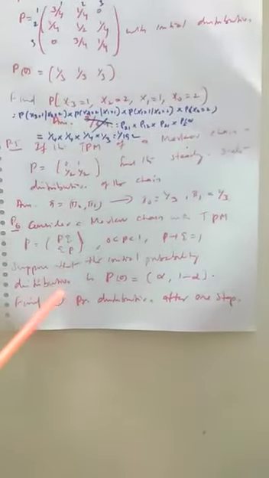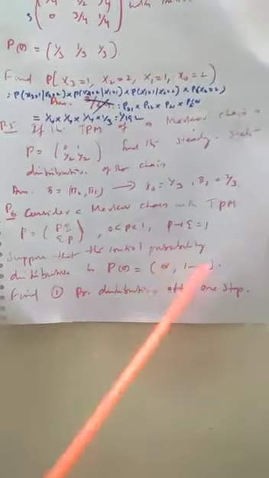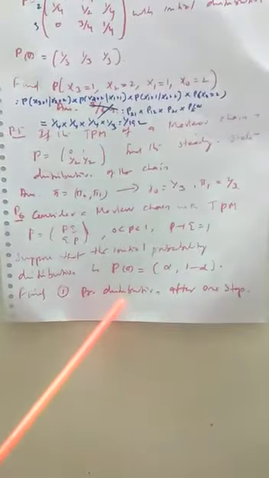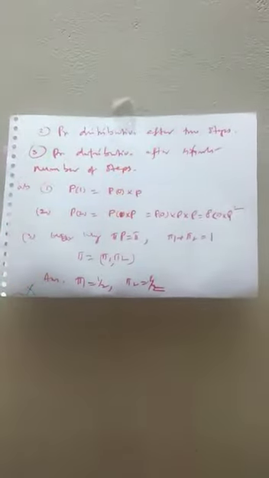Next problem. Consider a Markovian chain with the transition probability matrix P is equal to [p, q; q, p], where p is less than 1, p plus q equal to 1. Suppose that the initial probability distribution is P of 0 is equal to [alpha, 1 minus alpha]. Find, one, the probability distribution after one step. Second, the probability distribution after two steps. Third, the probability distribution after an infinite number of steps.